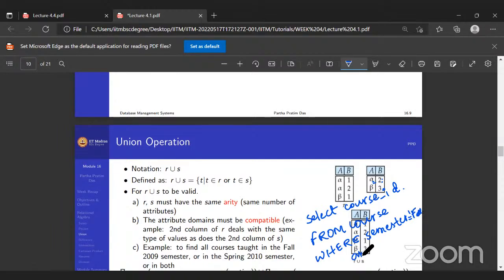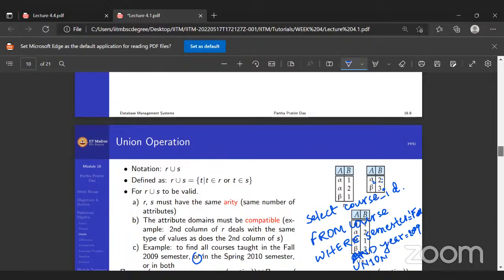Fall and, not or, that is and. Here you can see the fall 2009 semester, and year is 2009. After that we write the union operation, the union operator, then the same thing again.